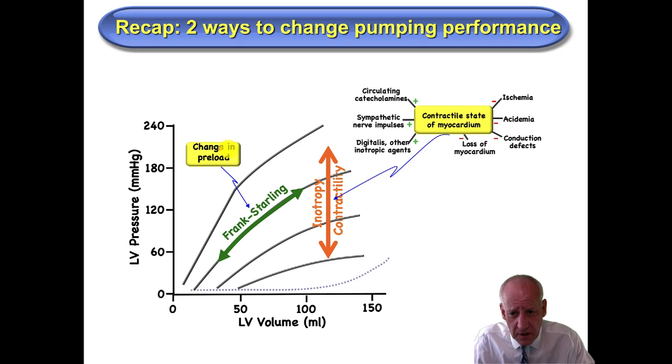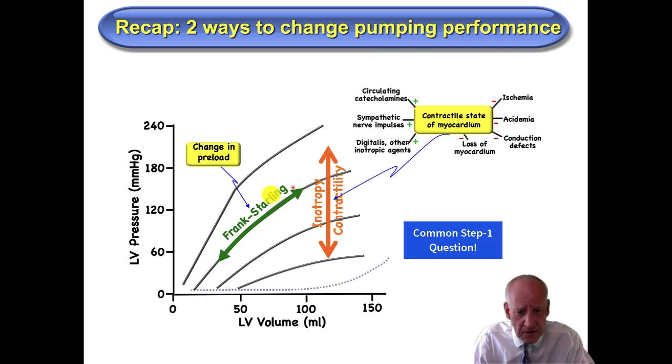So here's a summary slide which reminds us that a change in preload results in the heart operating at a different position along the Frank-Starling length tension curve. As we increase preload, there is greater diastolic filling, the ventricle stretches, and when the myocytes are stretched, they are able to develop more force. A change in the position of the Frank-Starling curve represents a change in contractility or inotropy. Please do not confuse these two terms.